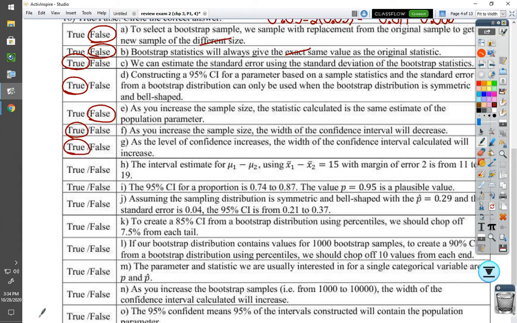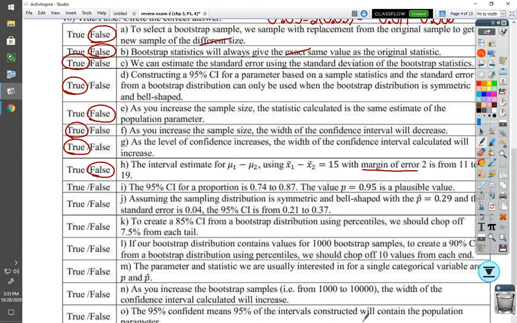The interval estimate for mu1 minus mu2 using x1 minus x2 is 15 with a margin of error of 2. Is it from 11 to 19? Well, first of all, that is not a standard error. It says margin of error. You would not double that value. So you would not take 4 from the top and from the bottom. So the answer to this is false. Remember, you only double when there's a standard error, not a margin of error.